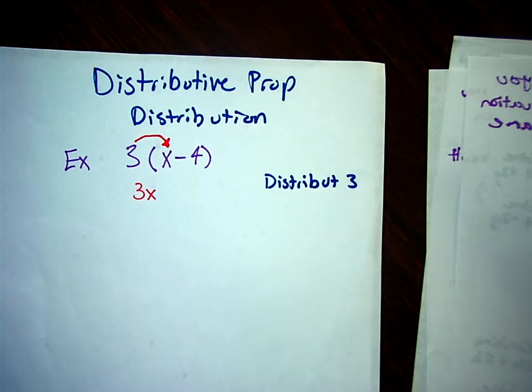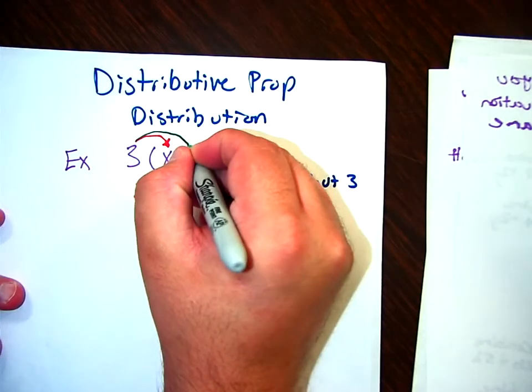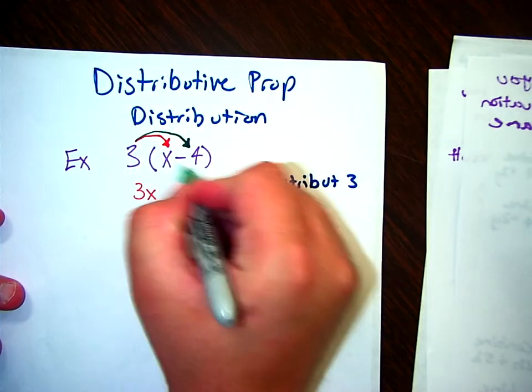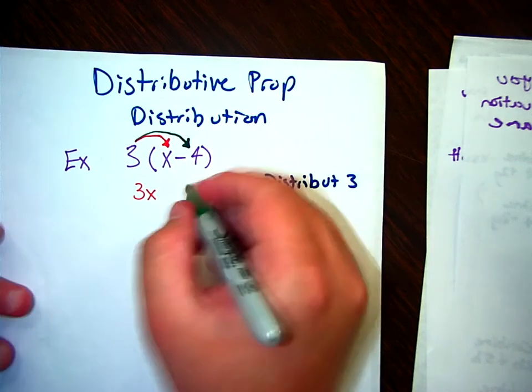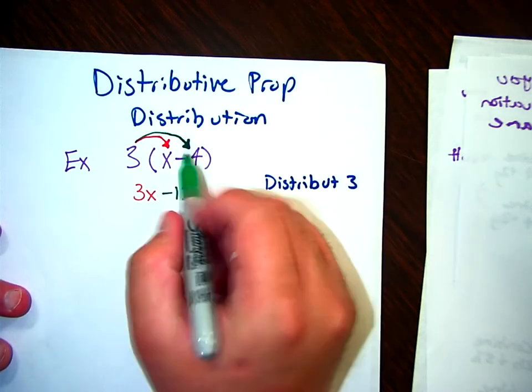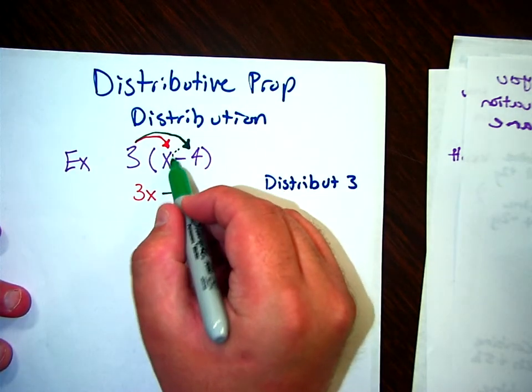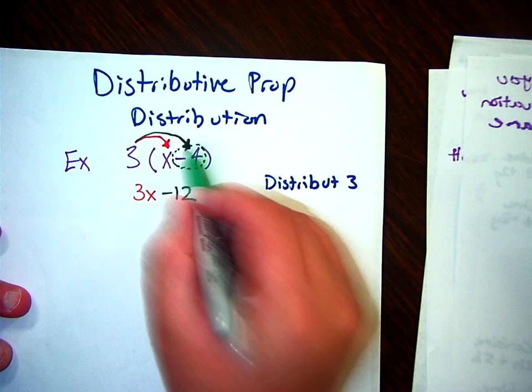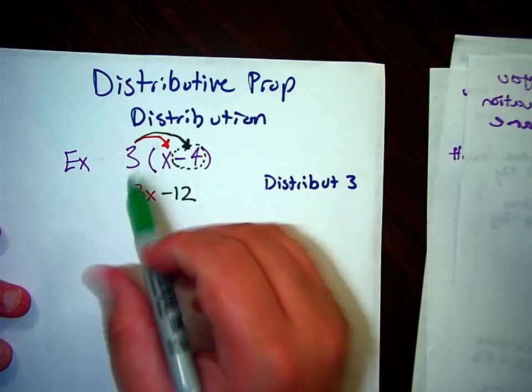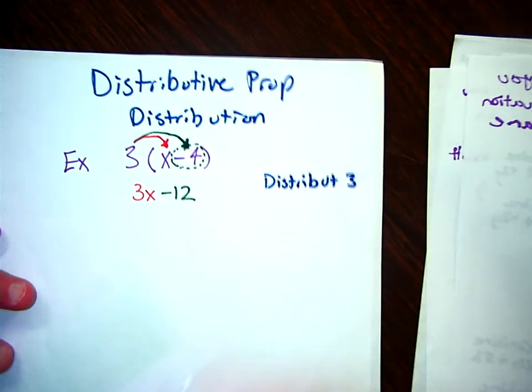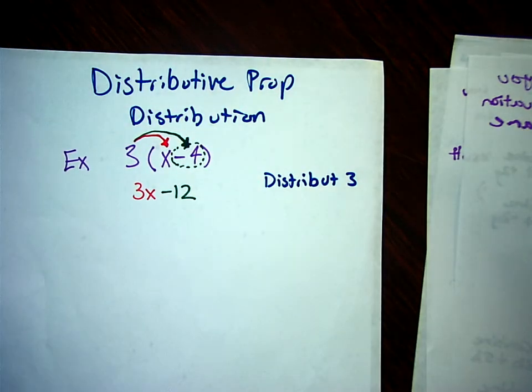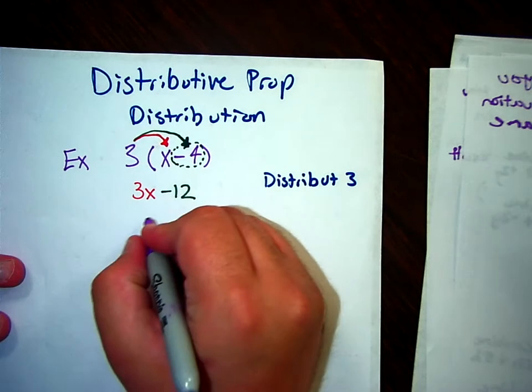And then I have 3 times a negative 4. And that's going to give me negative 12. Make sure you're looking at the whole thing, the sign in front of that number. Okay. So 3 times negative 4, negative 12. And I'm done distributing. That's it. So my final answer, 3x minus 12.